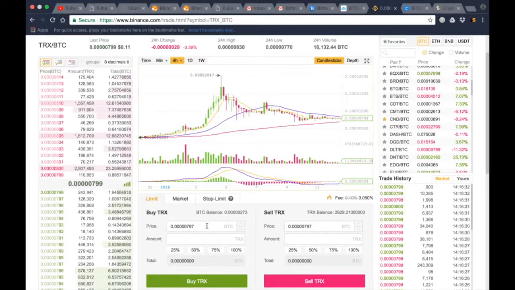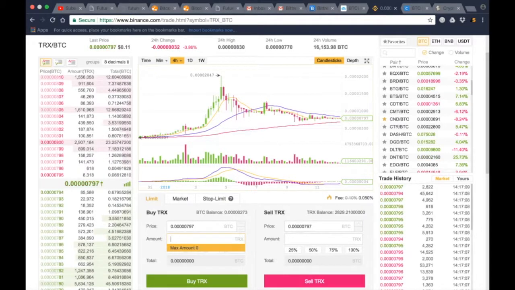Now, for example, a limit order. Let's say you want to buy 1,000 Tron tokens. So it's going to cost this much Bitcoin. Here you're going to see the amount of Bitcoin you have in your balance, or whichever coin you want to buy with. So you can either choose to spend 25% of your Bitcoin, 50%, 75%, or all of your Bitcoin, 100%, into a single coin with these options here. Or you can manually put in the amount of a token that you want to buy with the desired price that you want to buy it at.